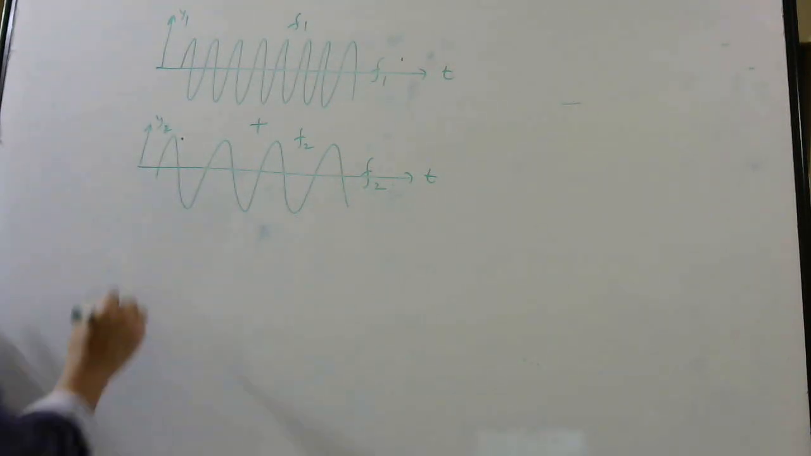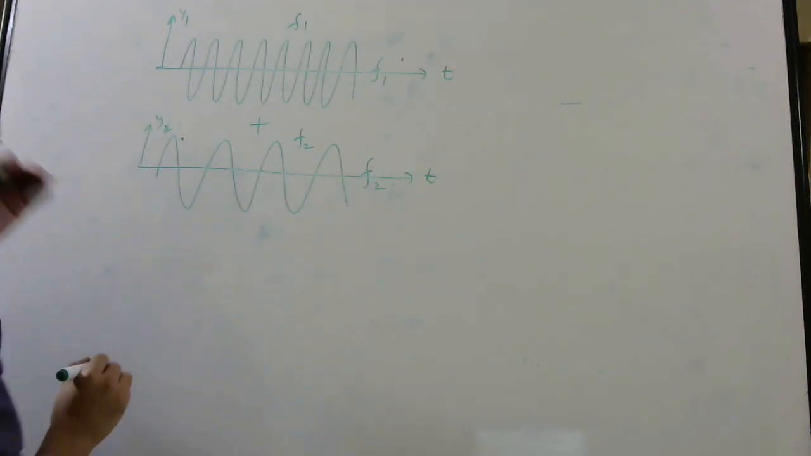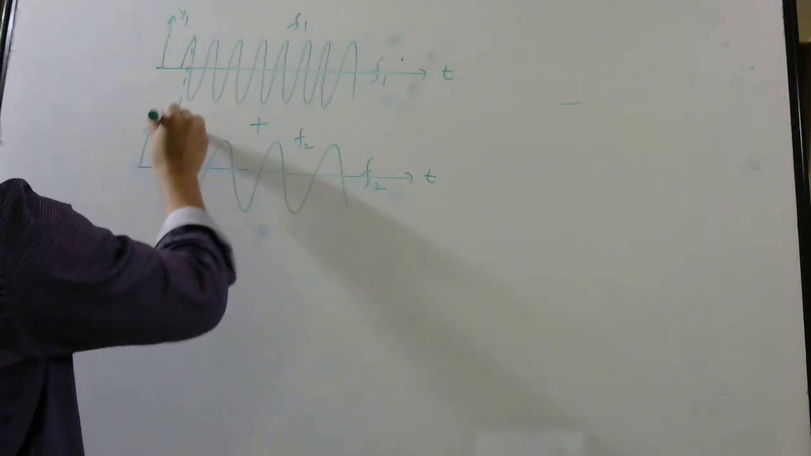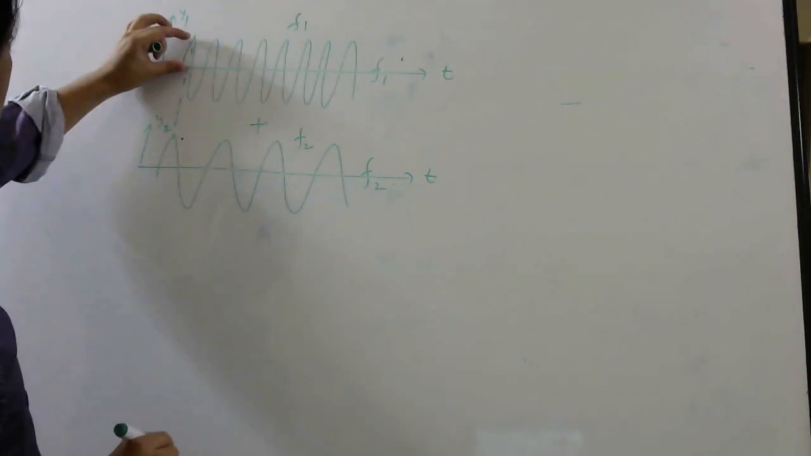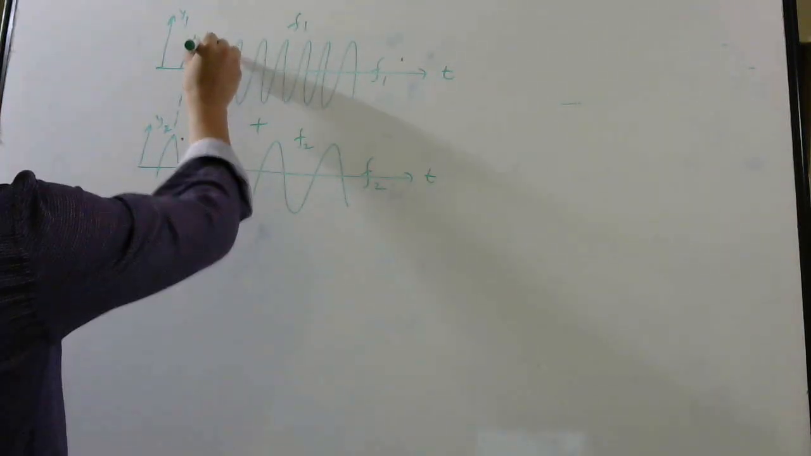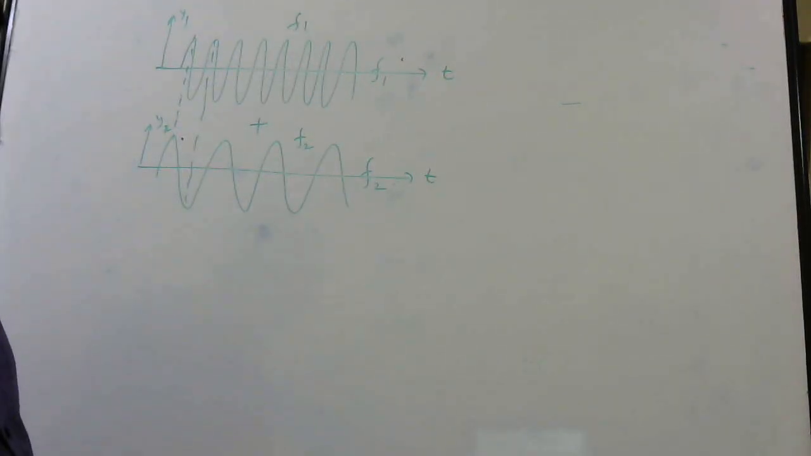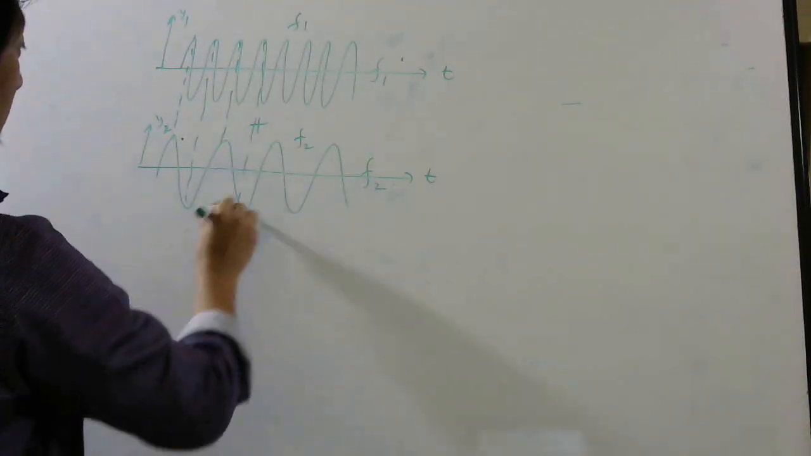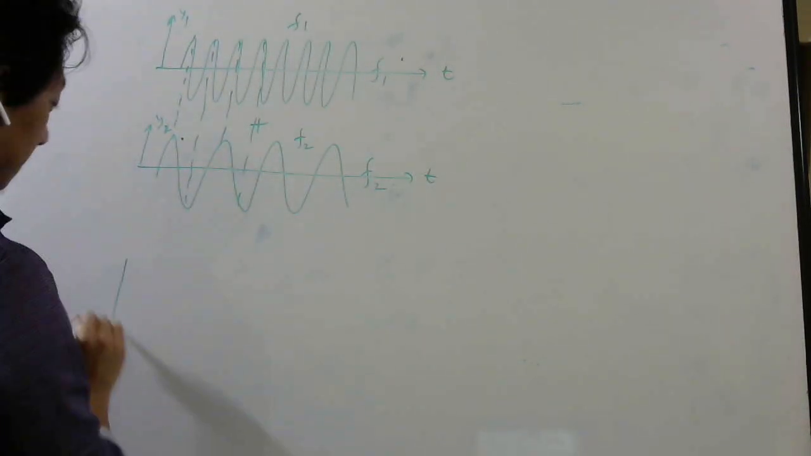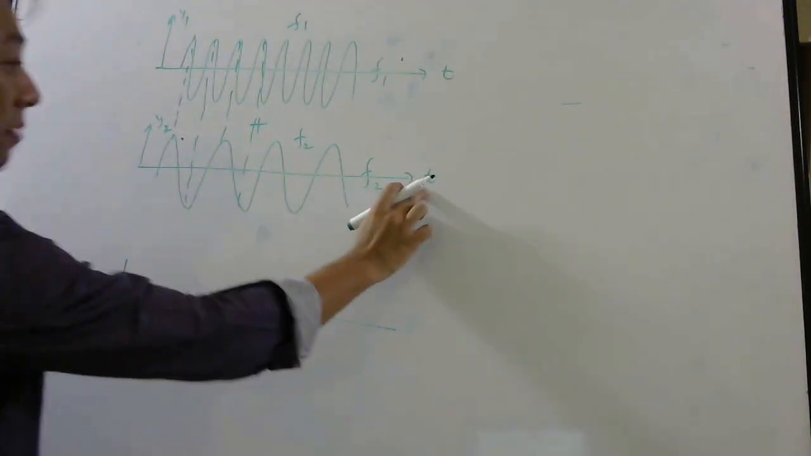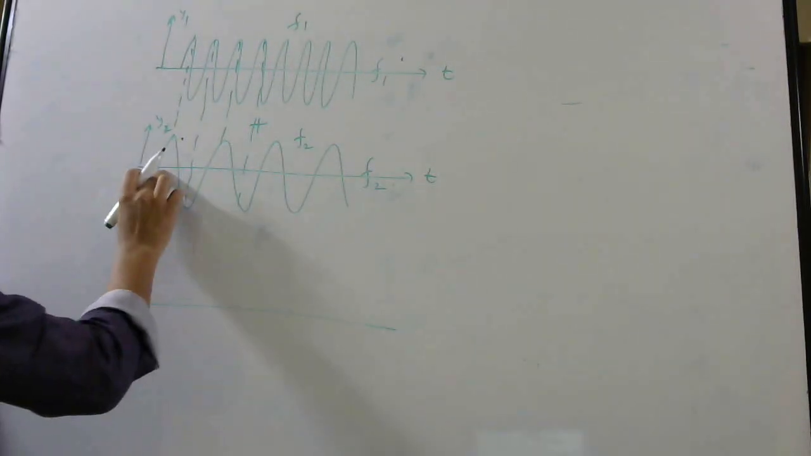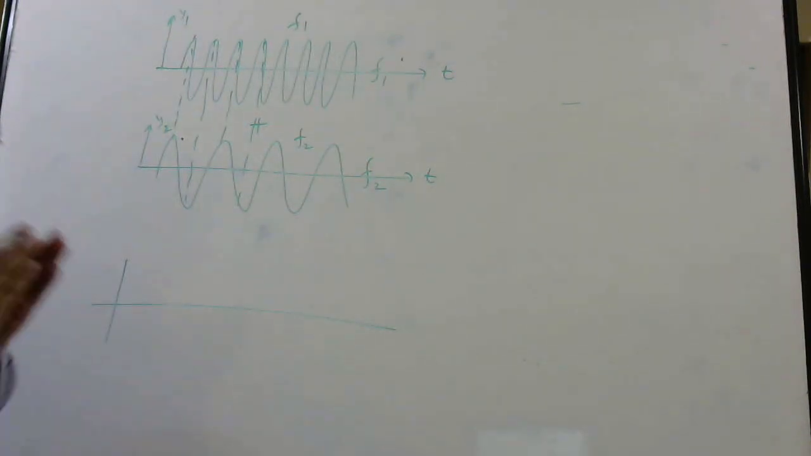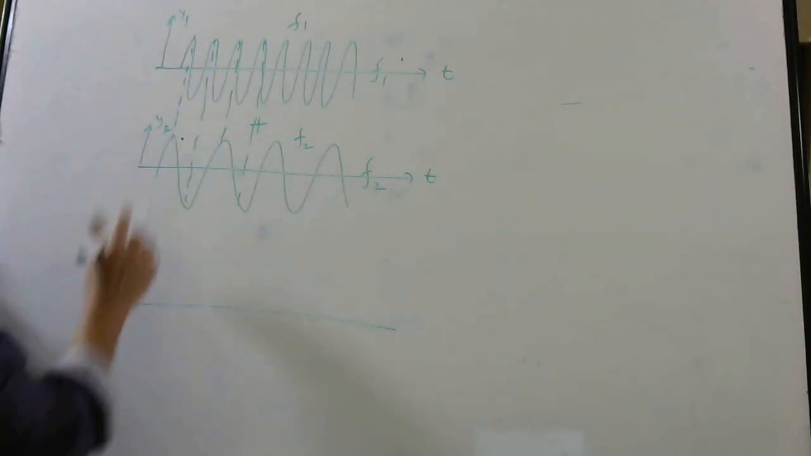When they overlap, you will find the resultant sound. Right now you can see the positive maximum of this and the positive maximum of this overlap. Somewhere here you can see positive and negative are overlapping. Again, positive, positive, almost positive, negative. So what is happening is, at some instance in time, the positive of this and the positive of this meet, meaning the two waves are in the same phase.